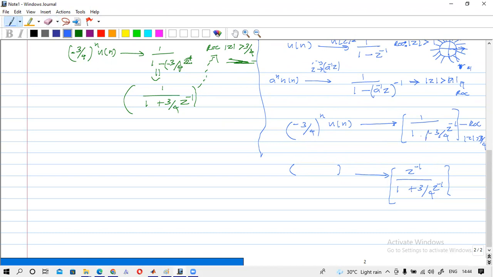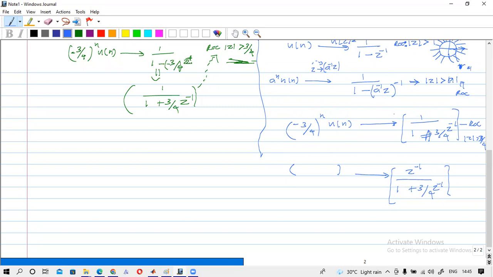So here also plus. You can see that if I get the Z transform of this sequence, it will be 1 by 1 plus 3 by 4 Z minus 1. And here I have another Z transform, that is 1 plus 3 by 4 Z minus 1, same part. And here it is Z minus 1.